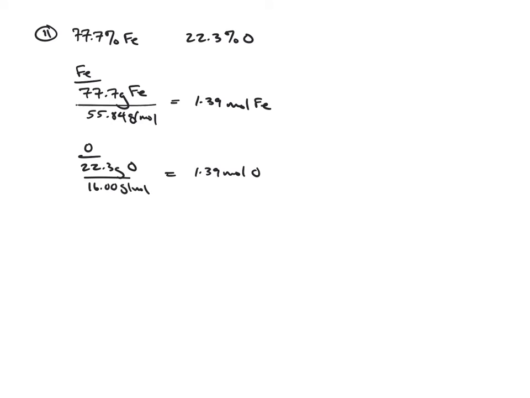Well, in this instance, both of them have the exact same number. Remember, we're going to divide by whichever one is the least amount. Well, they're both the least amount. So we divide this one by 1.39, divide this one by 1.39. We end up with 1 mole of iron for every 1 mole of oxygen. My compound's formula is very simple here. It is just FeO. Okay, and that is your answer.